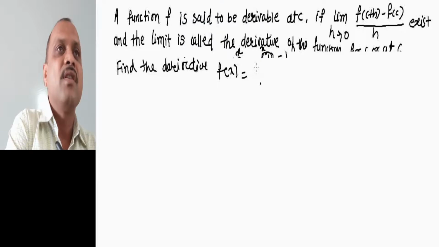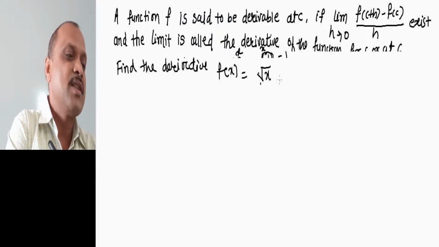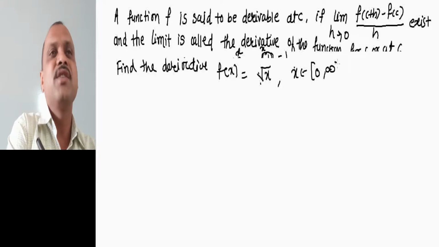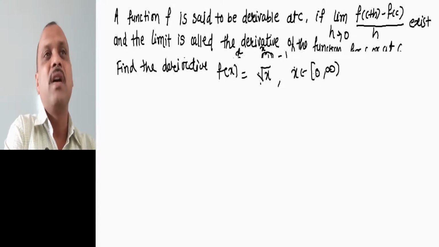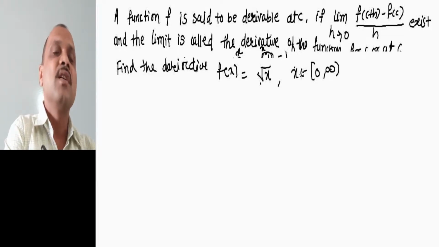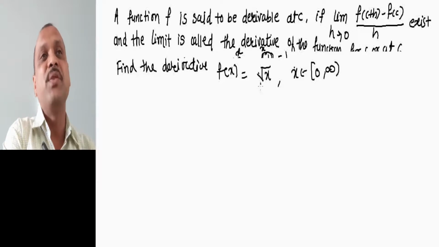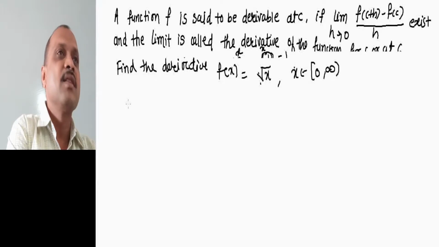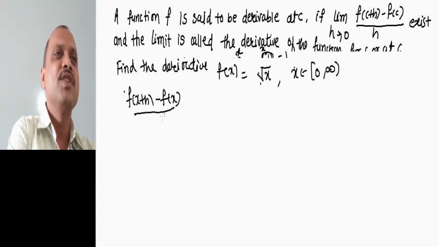This is under root of x, and here we take the interval x belongs to 0 to infinity. Why 0 to infinity? Because root of negative x is imaginary. So, this function is valid only for the positive values. Now, x greater than 0, therefore, f of x plus h minus f of x divided by h. Let us calculate this.